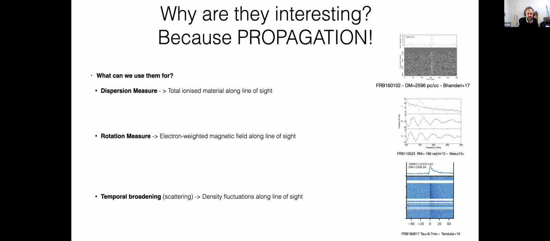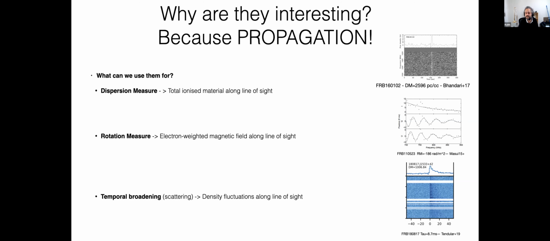You can talk about dispersion measure, which is the total ionized material along the line of sight, and that gives you the amount of stuff in the galaxy. The rotation measure, which is the electron-weighted magnetic field, tells you about the magnetic field along the line of sight. And also temporal broadening of the burst, which you can see on the right. A fast rise and exponential tail is typical for that, and that tells you about the density fluctuations along the line of sight.